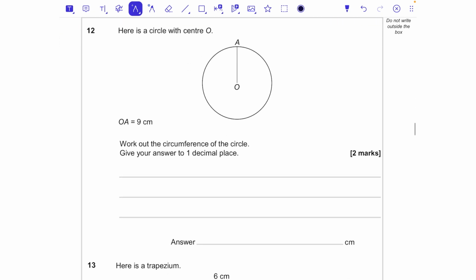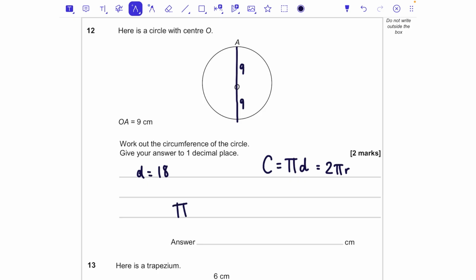Question number 12. Here is a circle with centre O. O to A is 9 centimetres. Work out the circumference of the circle, give your answer to 1 decimal place. So circumference is given by pi times diameter. You also might know it as 2 pi r. So whichever way you do, absolutely fine. We need the diameter or we need to double the radius, and that's going to be the same thing. So all the way across is going to be 9 and another 9. So the diameter is 18.